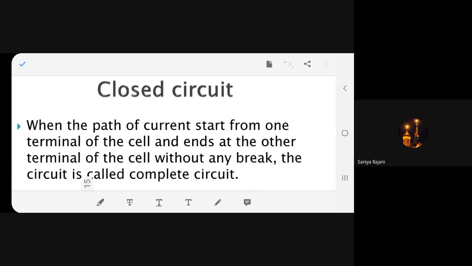When the path of current starts from one terminal of the cell and ends at the other terminal of the cell without any break, the circuit is called a complete circuit. So what is it? The current path, the route of the current, starts from one end and goes to the other end without any stop, without any hurdles, without any break. Then that circuit is called a closed circuit or complete circuit. And then we will see the bulb glowing. You understood?